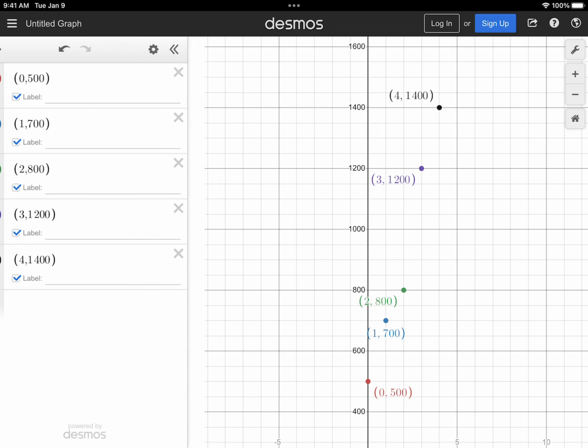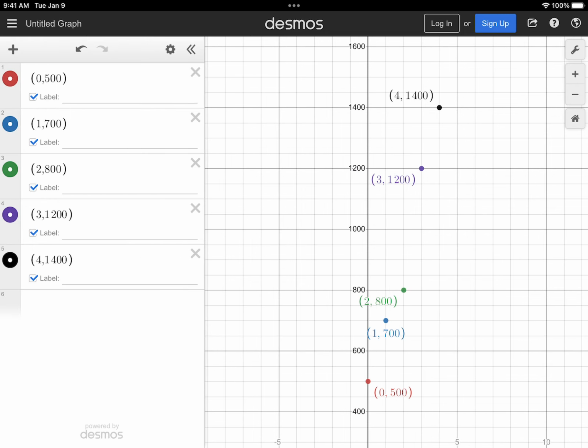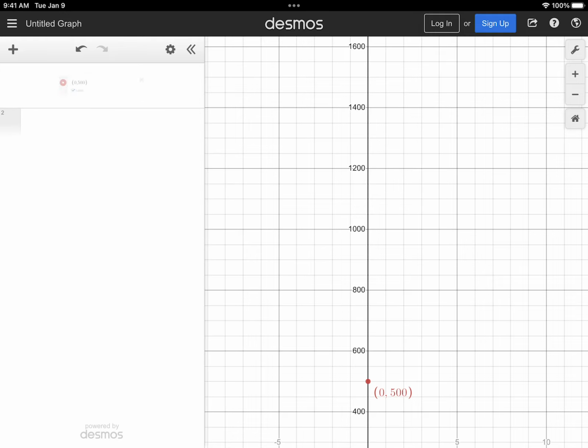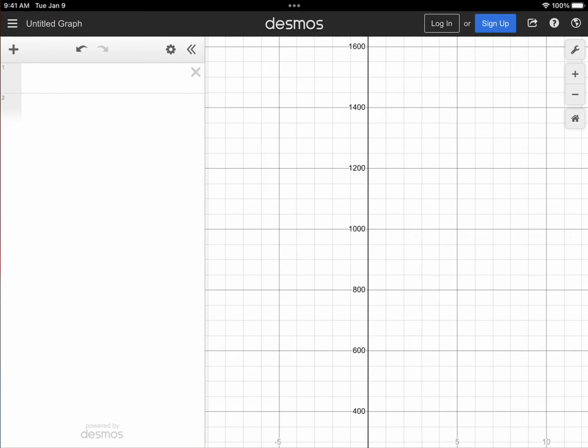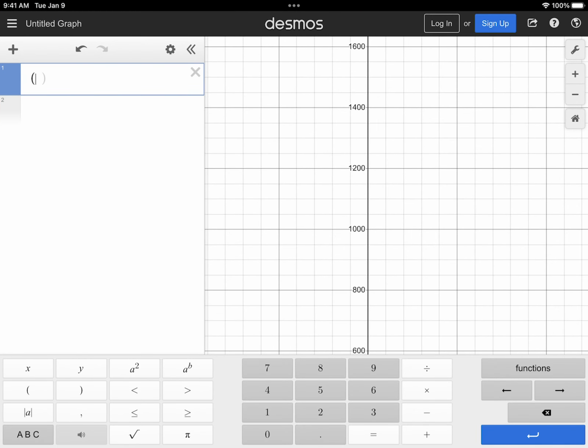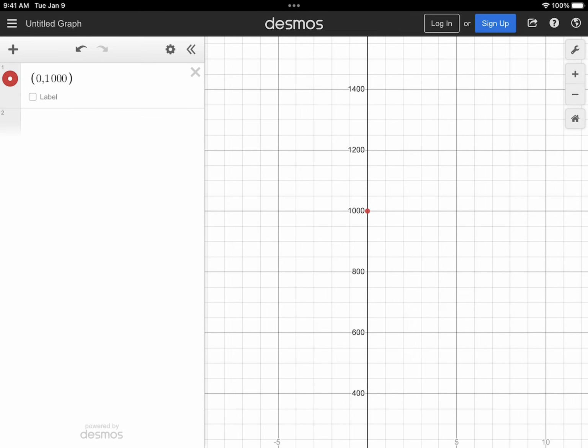And then if I hit the little sidebar, I see these points that I labeled right here. So I can just kind of get rid of these, I guess, and go back. And so I can put this whole table in. So the first point is 0, 1,000. So input is 0, output is 1,000. And I can see it right here. If you want to, you can click this check mark to label it.